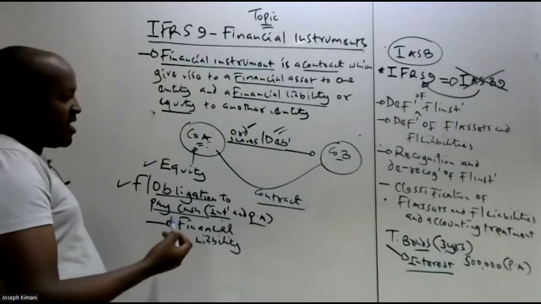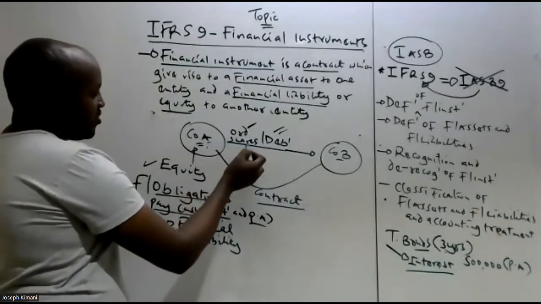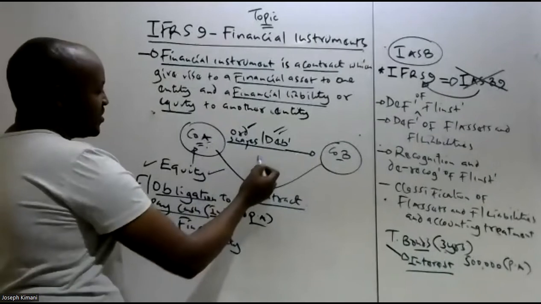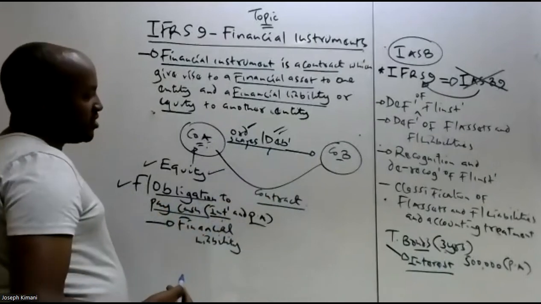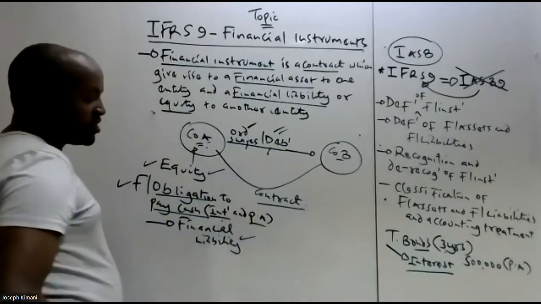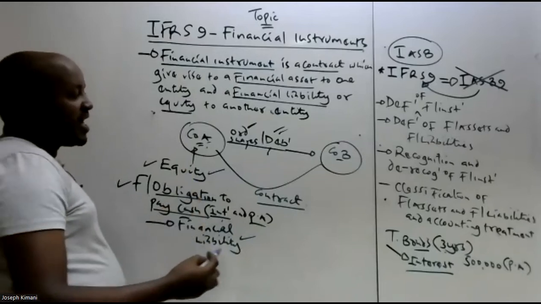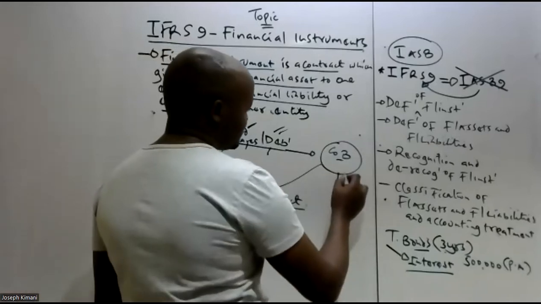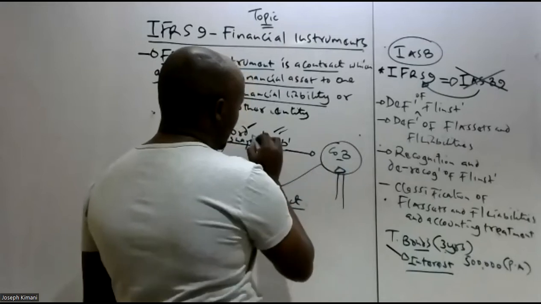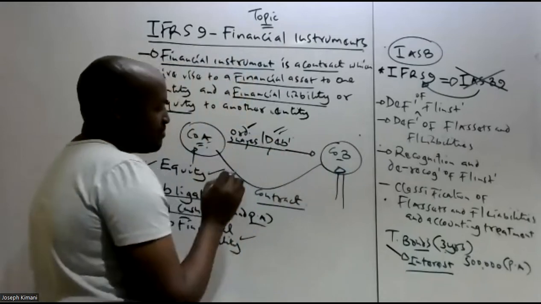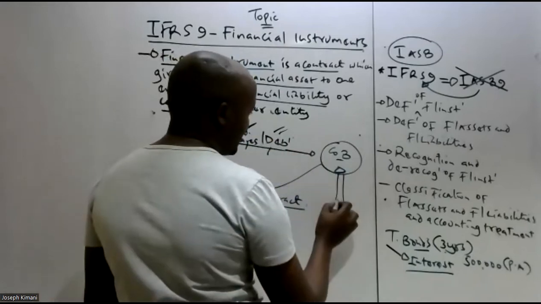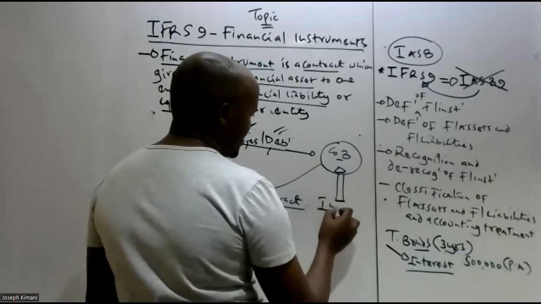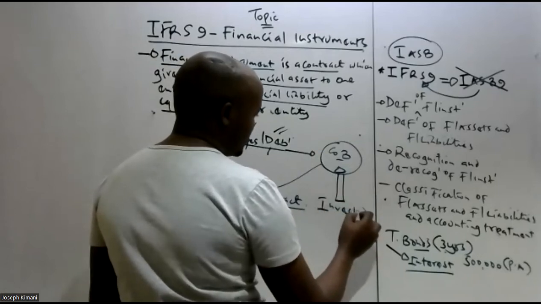So once this company has issued ordinary shares, we have said that that gives rise to equity. And once it has issued debentures, it gives rise to a financial what? Liability. Then on the other hand, this company which has bought the shares or debentures issued by company A will be deemed to have invested.